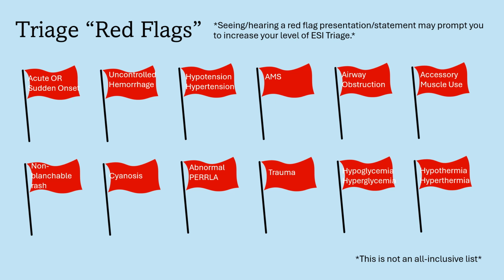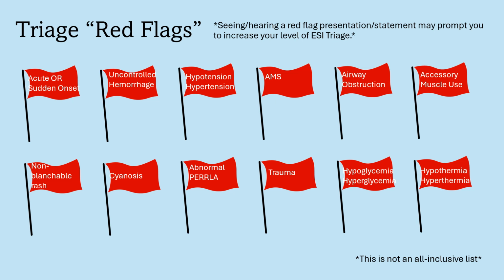Do they have a threat to ABCs? Is there an airway obstruction? Are they having accessory muscle use? Are they tachypneic, tachycardic? Are they cyanotic? Okay, also things to be like, oh, we need to intervene quickly here. If they have a non-blanchable rash, that is a red flag. Then you're starting to look at threats to circulation there too. Abnormal PERRLA, again, that's going to kind of go with altered mental status.